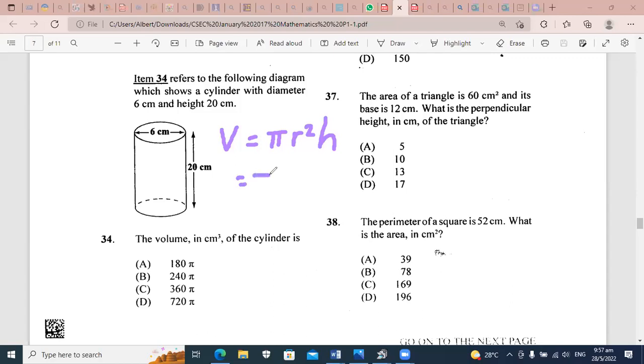So we end up with pi multiplied by 3 square multiplied by 20. So what's the answer?